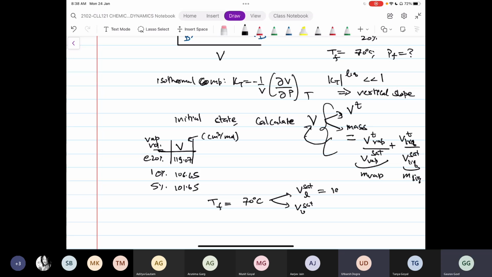The liquid volume is 109. And the vapor volume is 805. So now I can also find out the phase in the final state, because volume I know. If the volume was 119.07, then what will be the phase in the final state, given the conditions at TF, 70 degrees Celsius, where the two volumes are given to you? So what is the phase in the final state at 20%?